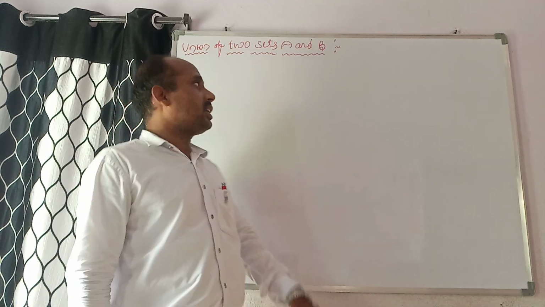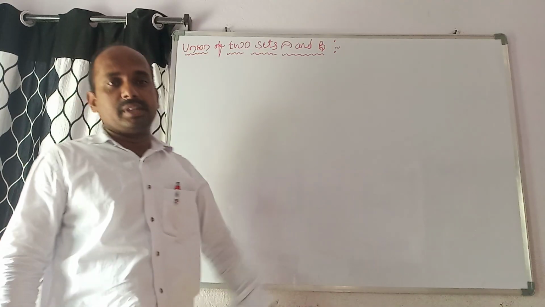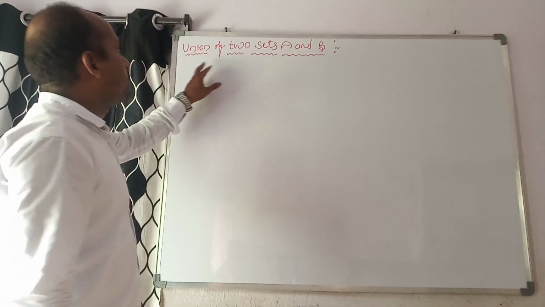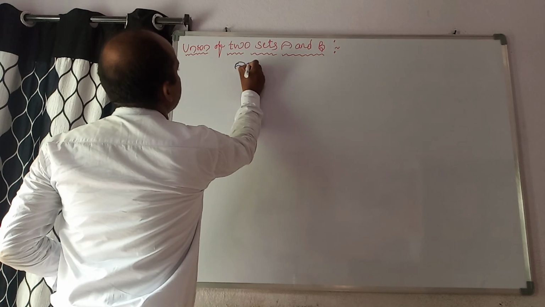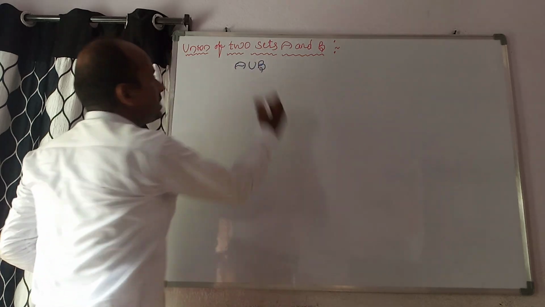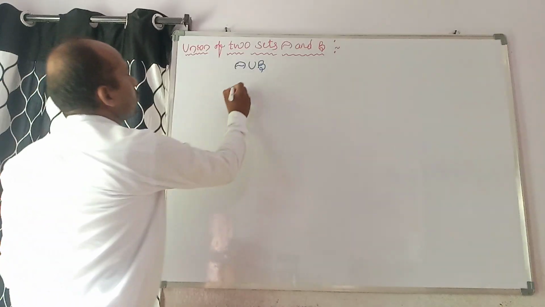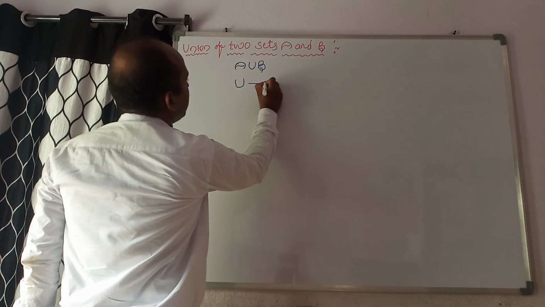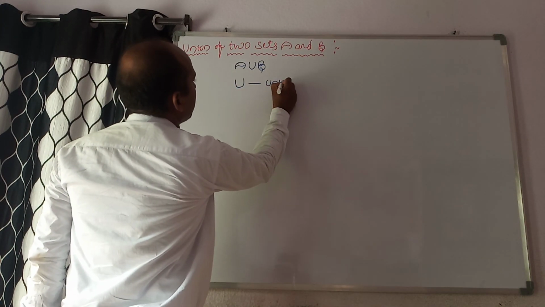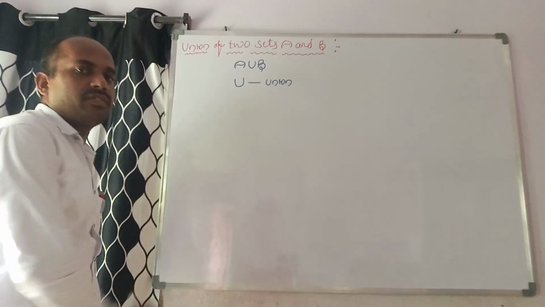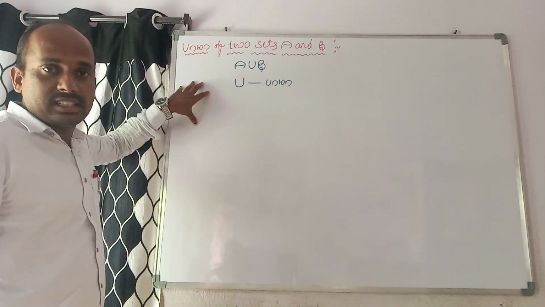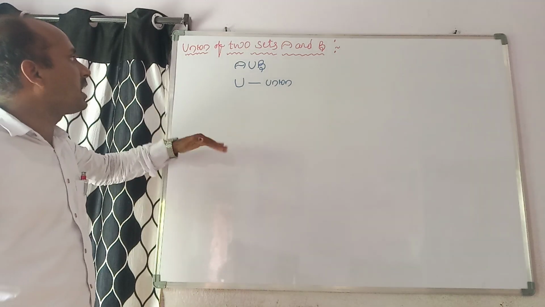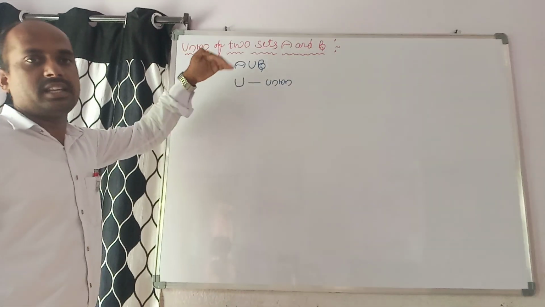Today I am going to explain about the union of two sets A and B. Generally, the union of two sets is denoted by A union B, and this symbol is used to denote union. The definition of the union of two sets A and B is a set which contains the elements which are either in A or B.